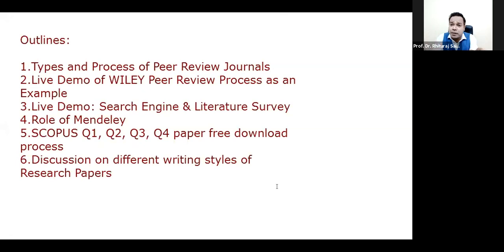Before submission of your paper, what are the processes you have to overcome so that your paper will be published in a free journal? This is important because you should not pay money to any journal.